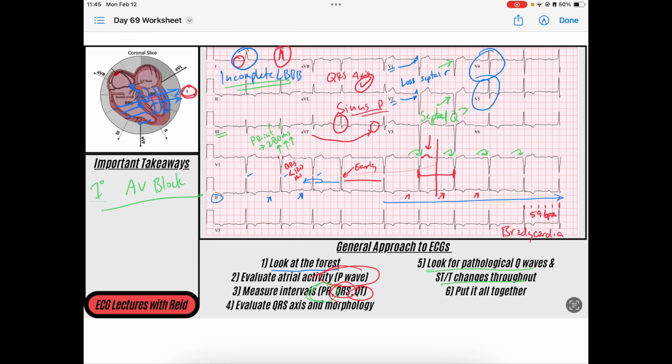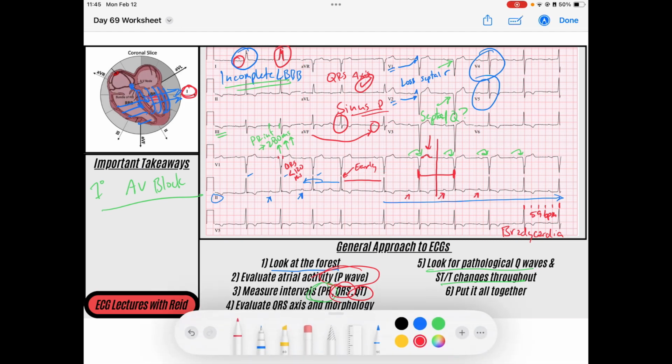Is this the left bundle? Is this the pathological Q? Regardless, take note and apply that to the clinical scenario. We can also look for ST and T wave changes throughout. I don't see any significant ST or T wave elevations or depressions that are really worrisome.